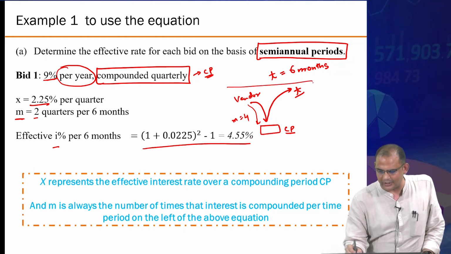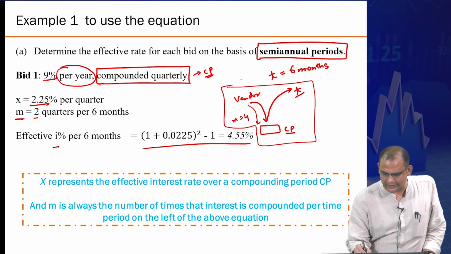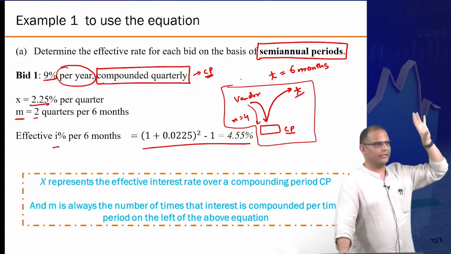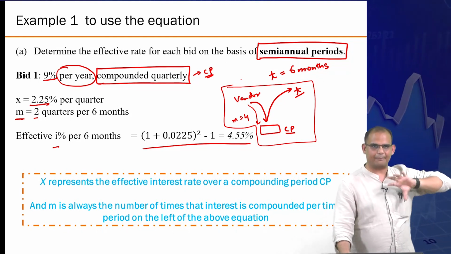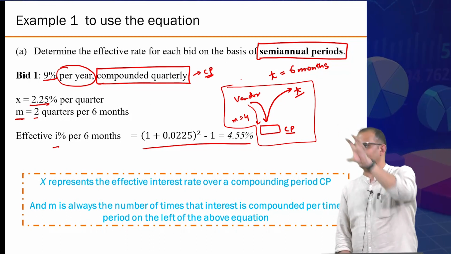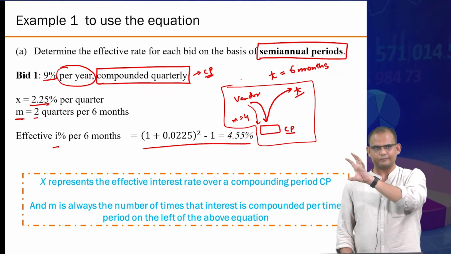Always remember there are two transformations happening. First, you are bringing the original rate to the CP that you desire, the nominal to the effective per CP. Then you are using this CP to calculate for whatever time period you are interested in. Right?